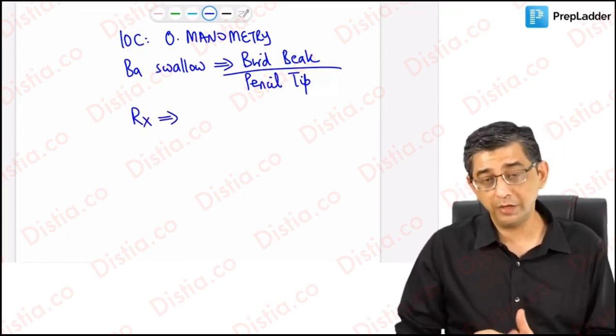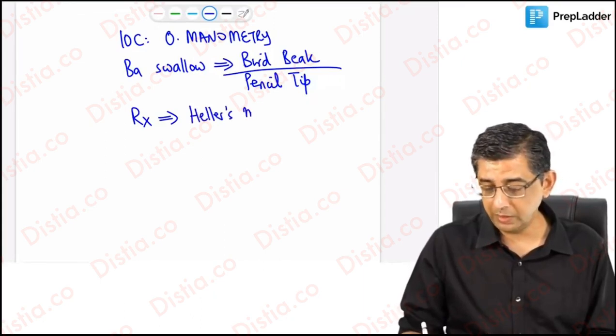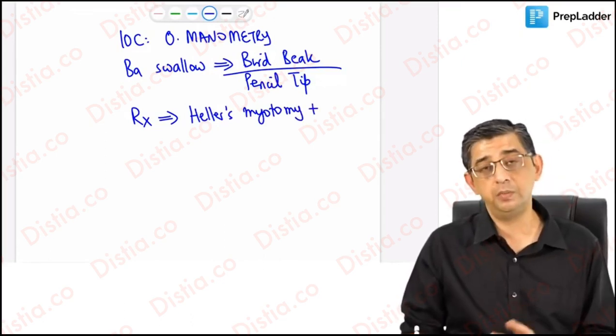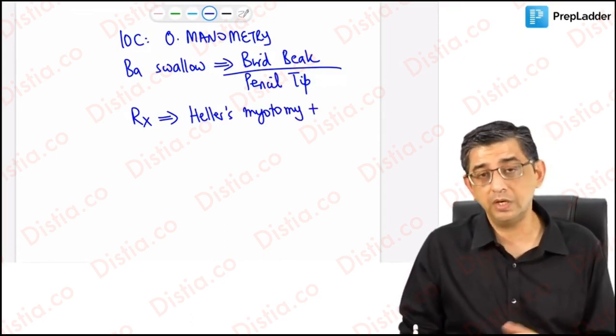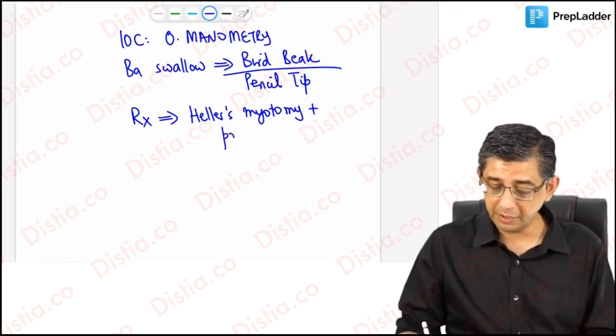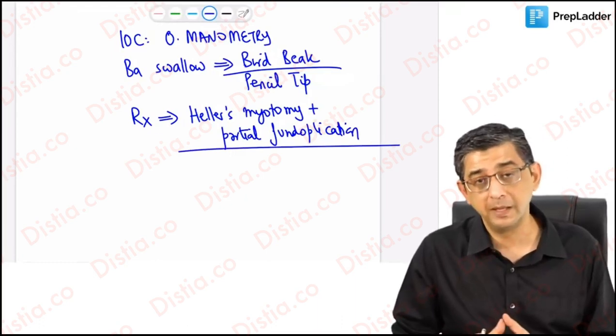Please remember the fact that the treatment of choice for achalasia cardia would be answered as Heller's myotomy. And because this myotomy procedure is done, there could definitely be reflux developing in the form of GERD in the patient. So to prevent that from happening, we will also have to go in for a second procedure, that is partial fundoplication. So this is taught in surgery also. The treatment of choice is Heller's myotomy with partial fundoplication.